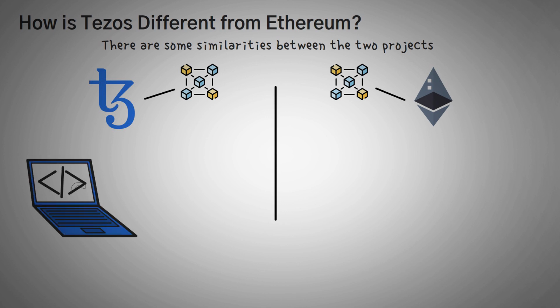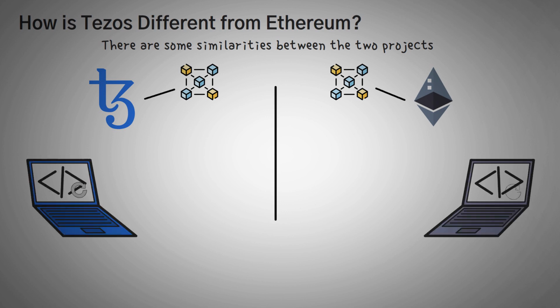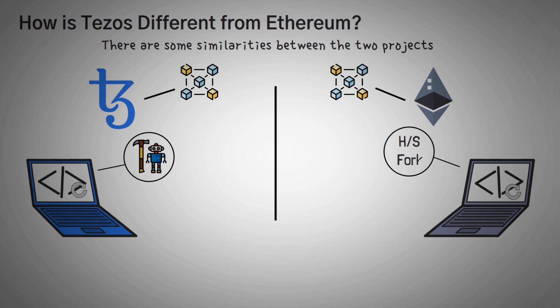First, Tezos agrees with Ethereum that keeping the protocol dynamic and evolving is critical, but they take a different approach, since Tezos uses a self-amending process. Ethereum, on the other hand, uses a soft and hard fork system.